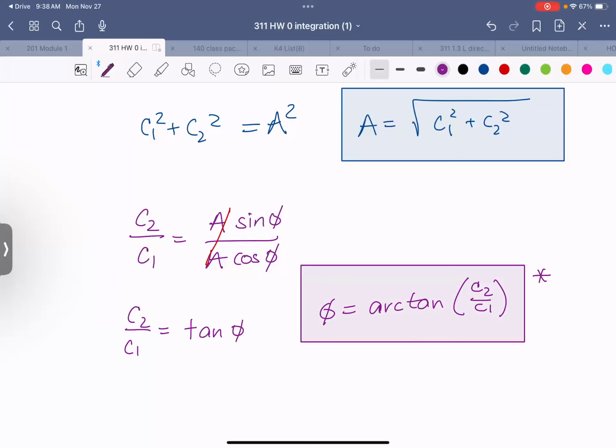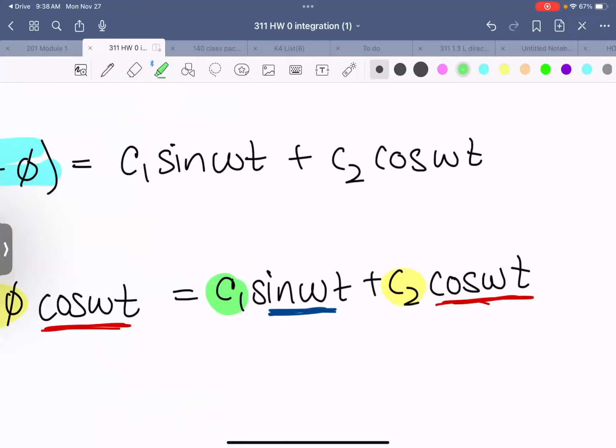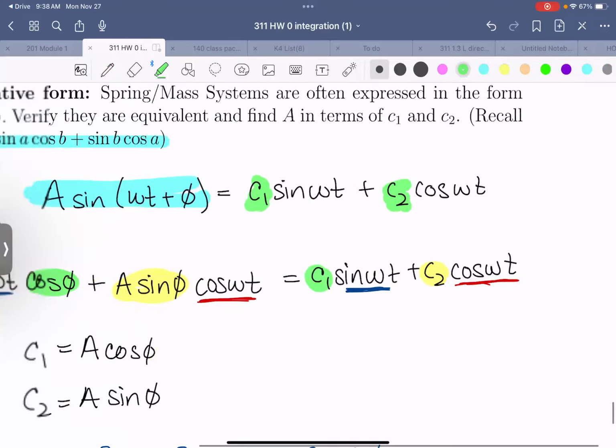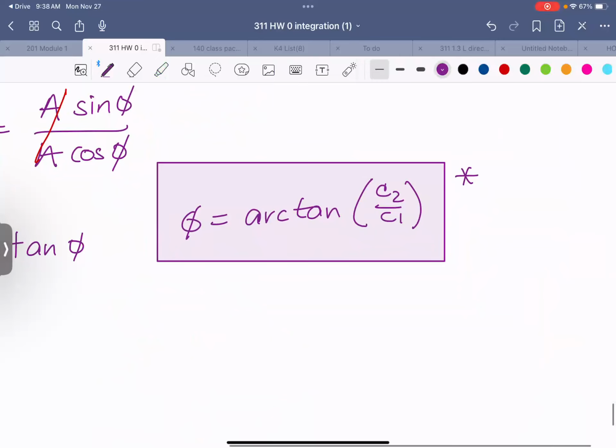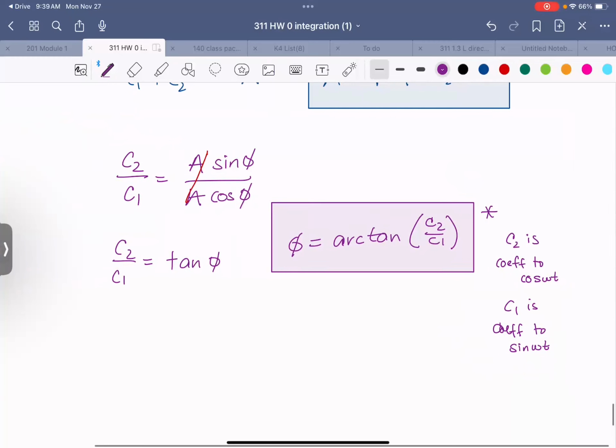And I'm going to put a little asterisk here, because the only thing we have to be careful of here is that your C2 and your C1 get divided into the proper ratio. So C2 is the coefficient to, all the way back up here, your C2 is the coefficient to cosine, and the C1 is the coefficient to sine. So if you flip them over, you're going to get a different answer for your phase shift.